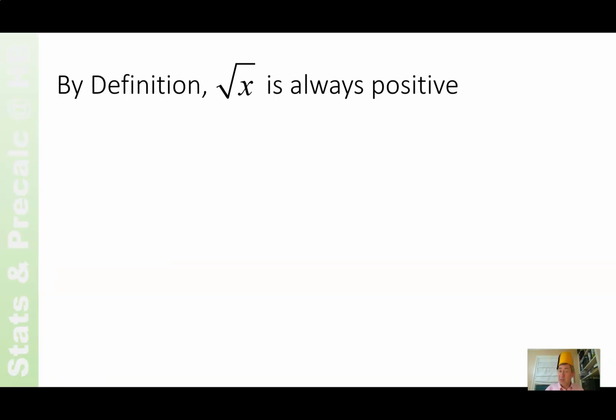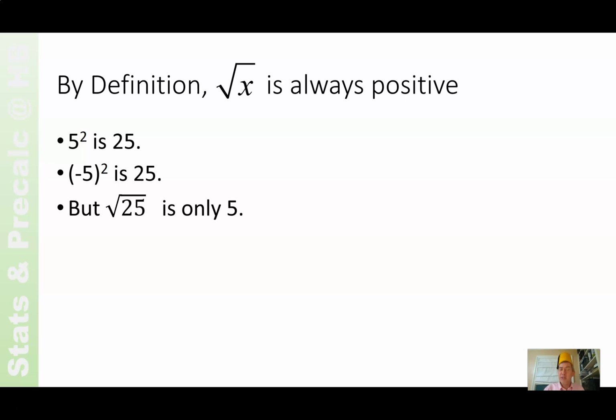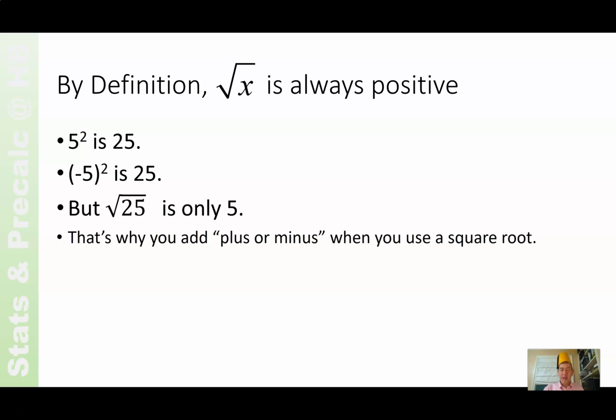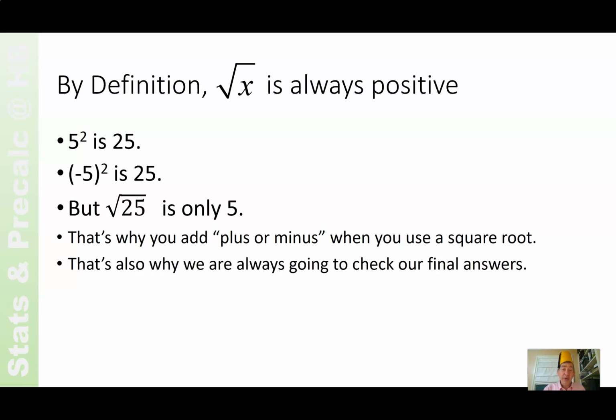By definition, the square root of x is always a positive number. So 5 squared is 25, and negative 5 squared is also 25. But when you take the square root of 25, you only get the 5. By definition, it's only the positive version, which is why when you do things like the quadratic formula or solving, you always do a plus or minus with your square root. It's also why we're going to double check our answers when we're done. Squaring both sides can create extraneous solutions, and so we want to be careful of that.